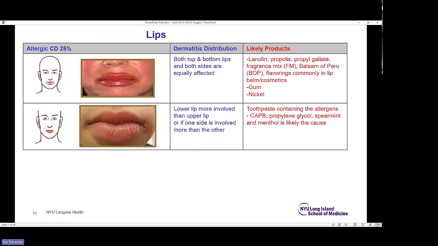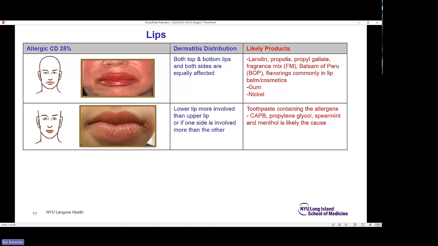Eyelid plus. Now we are seeing lips. Generally it can be so severe, but if you have both upper, top, and bottom lips, equal both sides affected, you think of allergic contact dermatitis, most likely to lanolin, propolis, fragrances, including balsam of Peru and fragrance mix, and flavorings, of course, in cosmetics and lip balms. Gum will have some flavorings as well, and nickel.